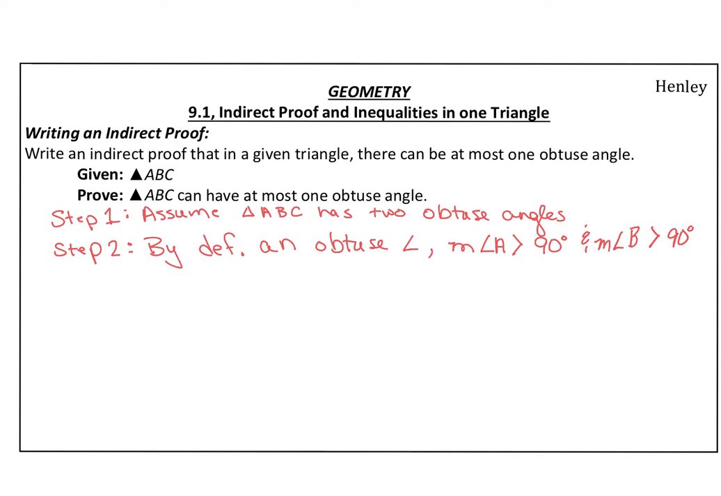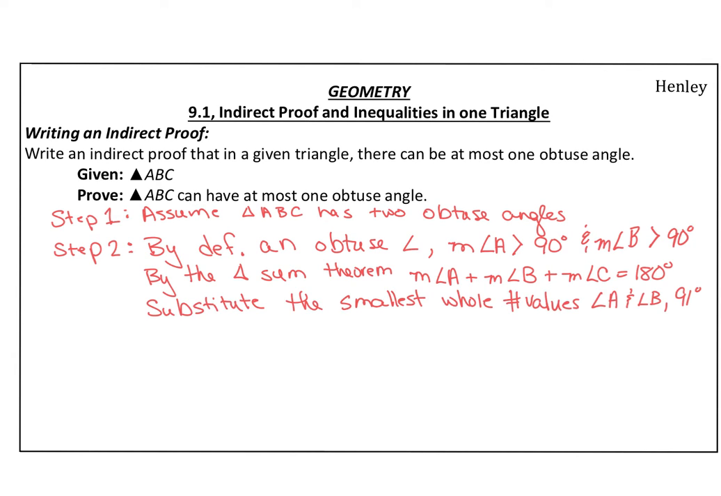Step 2, by definition of an obtuse angle, the measure of angle A is going to be greater than 90 degrees, and the measure of angle B is going to be greater than 90 degrees. By the Triangle Sum Theorem, the measure of angle A plus the measure of angle B plus the measure of angle C is going to equal 180 degrees. Now we're going to substitute the smallest whole number value for angle A and angle B, which is 91 degrees. So we'll substitute 91 degrees in for A and B and add our variable, the measure of angle C, and all of that should equal 180 degrees.